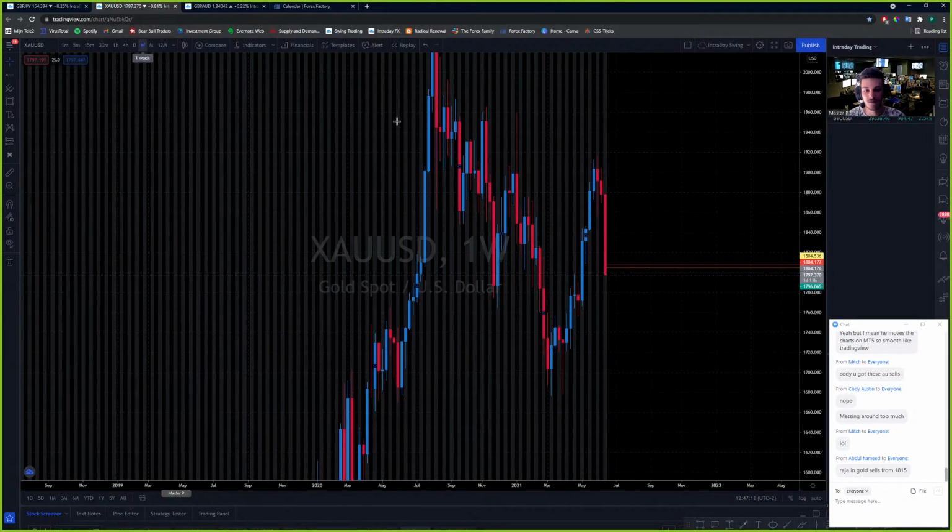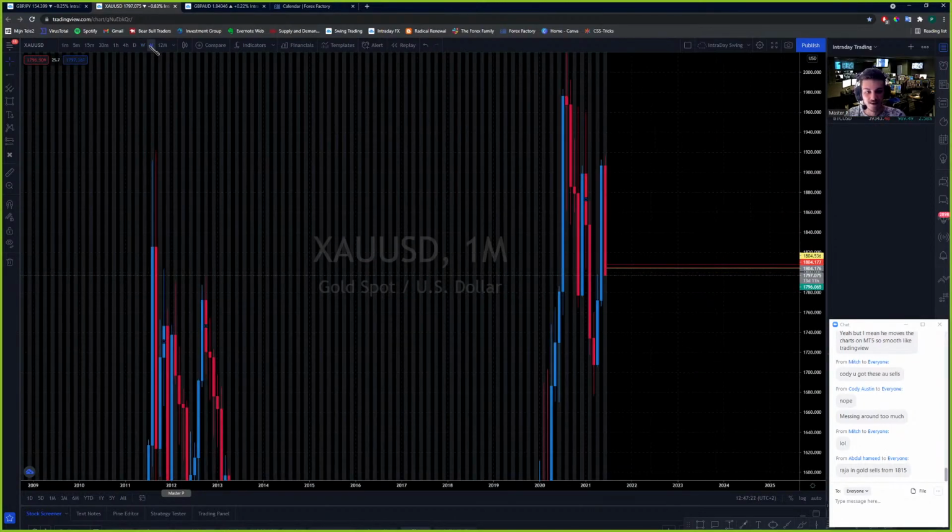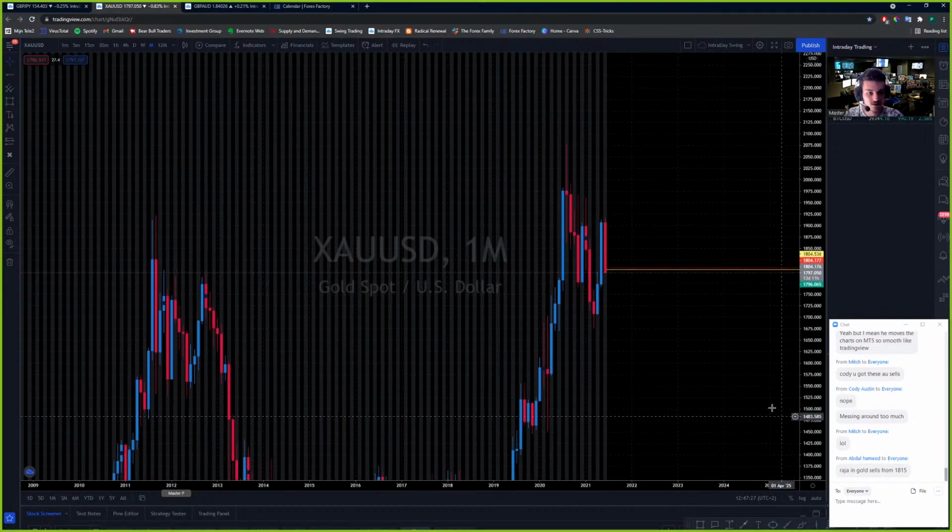You can probably get a wick down next week and then go back up. If you get a close below that support, that's where you're officially in a bear market, because that's the previous monthly low as well. And then who knows what can happen from there.